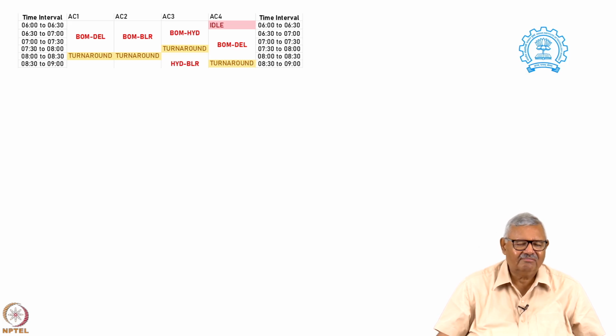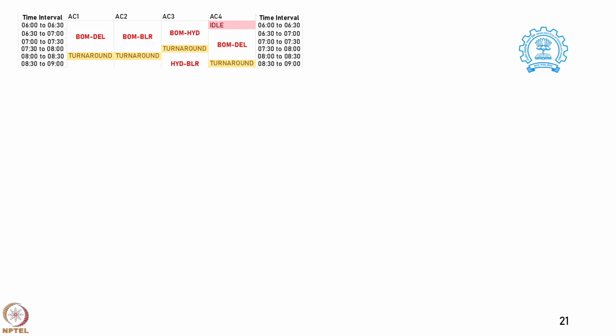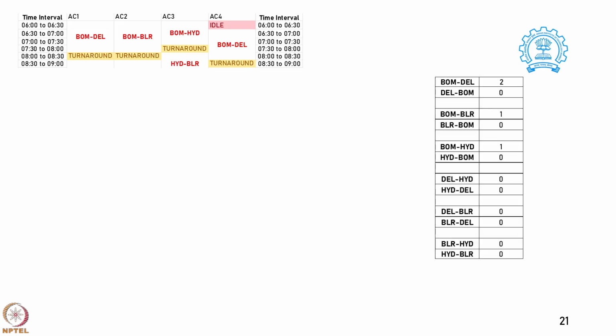So, in this particular window, the first strip of about 3 hours, what we could achieve is as follows. We were able to achieve 2 flights on the Bombay Delhi route. There are two flights. This is the first flight and this is the second flight.